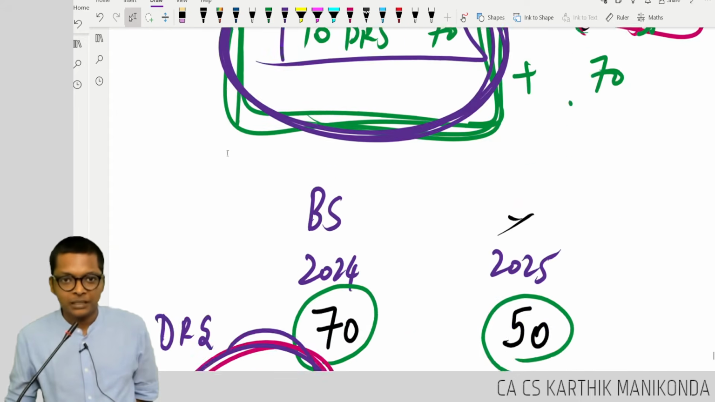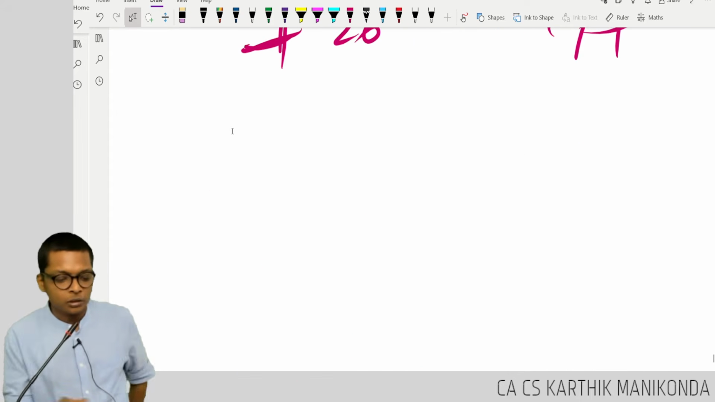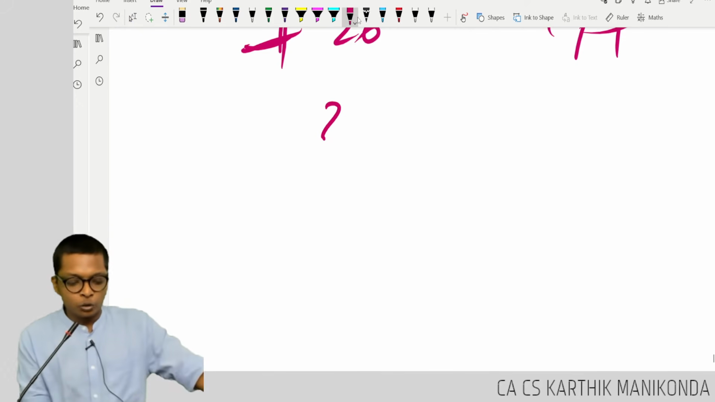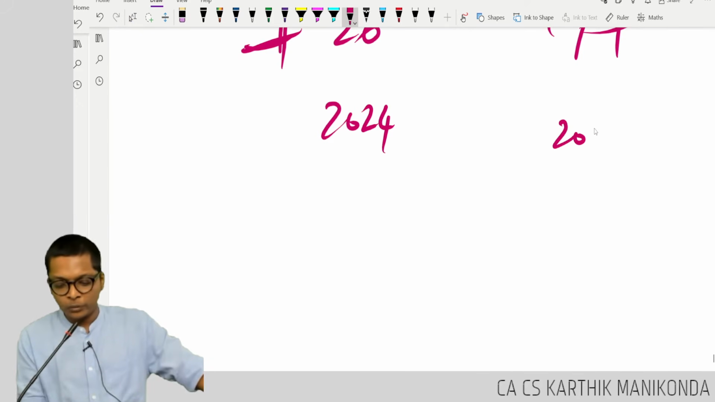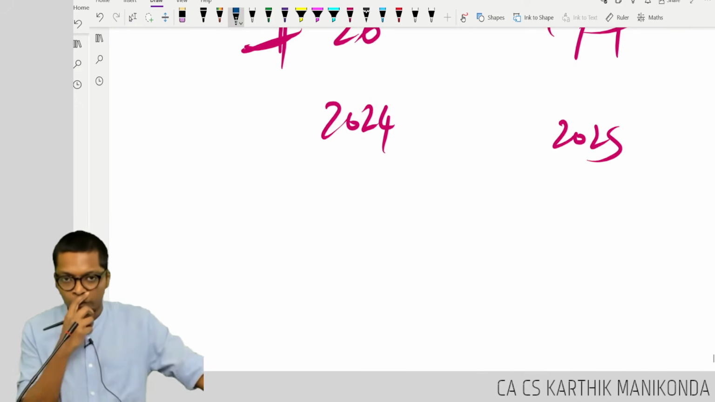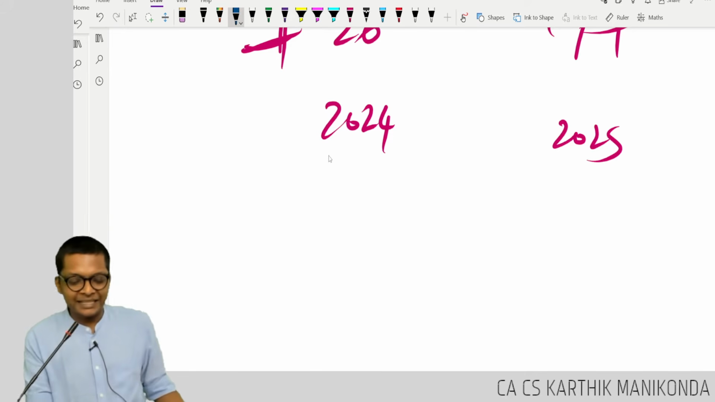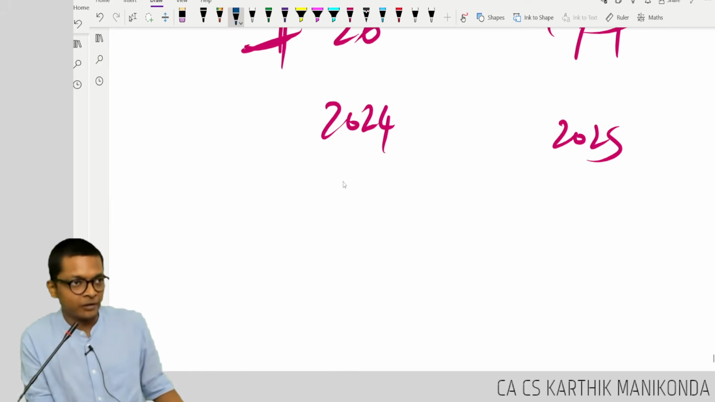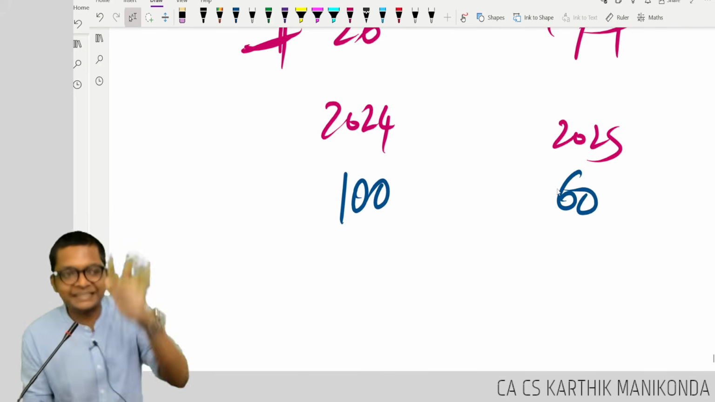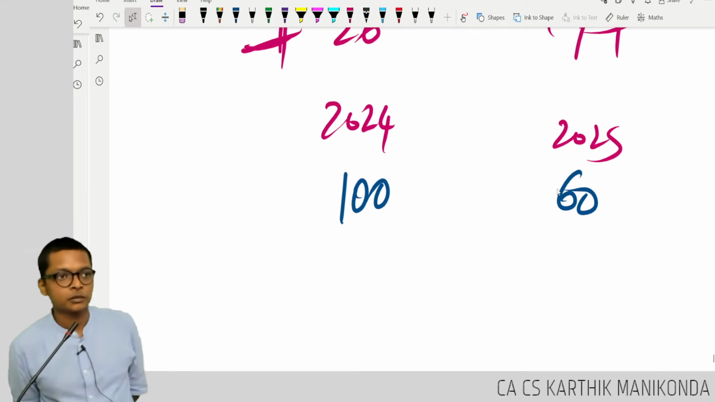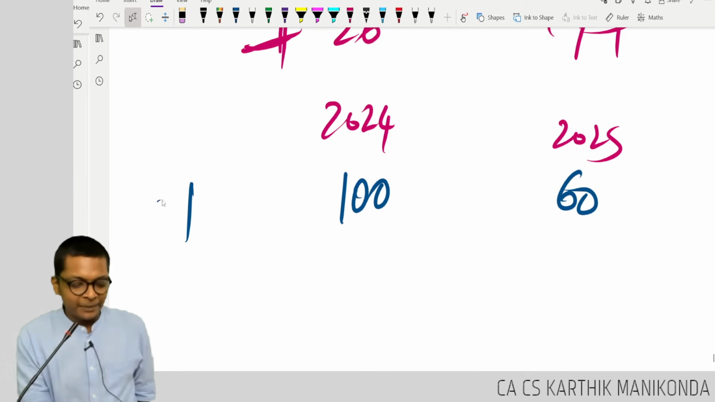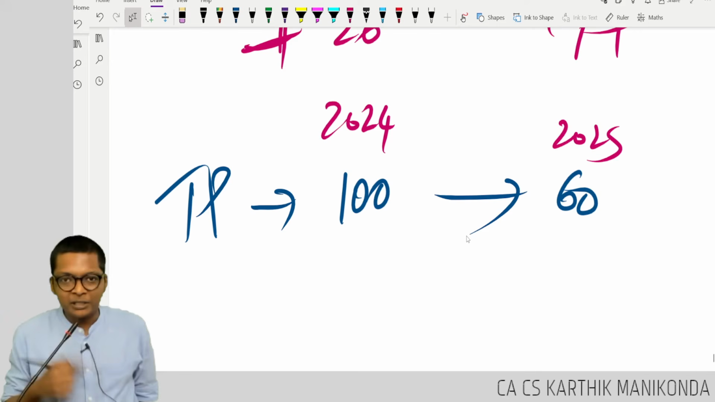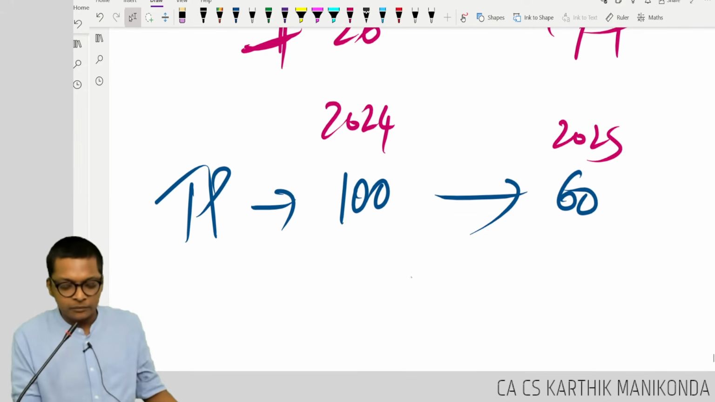Next, let's take the next example. Next one, 2024, 2025. Let's say trade payables. Trade payables was 100, it became 60. What is the meaning, guys? Trade payables from 100 became 60. What's the meaning? Decreased. What is the entry for that?